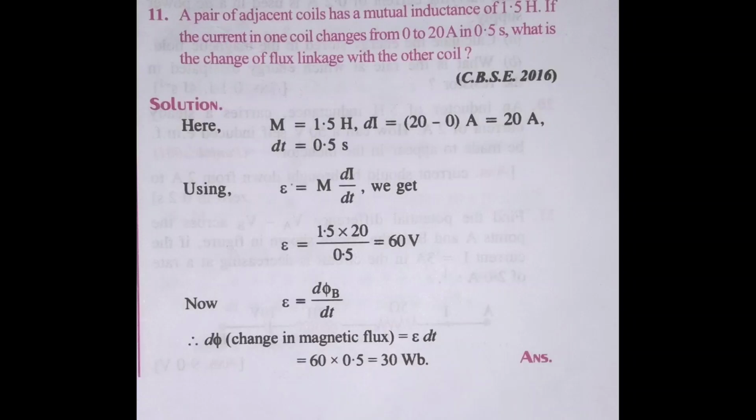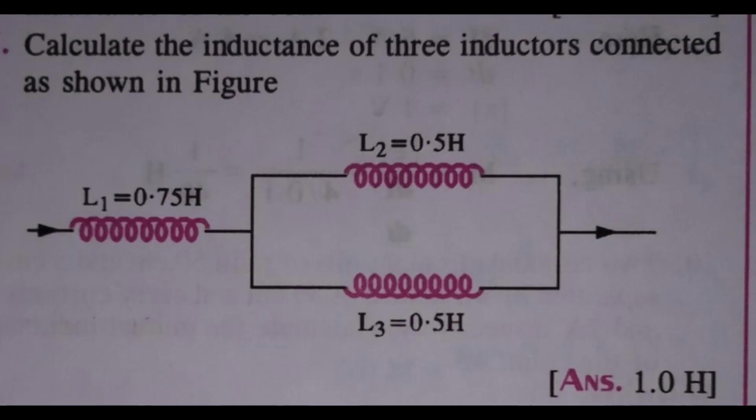But in this case we have to calculate the change of flux linked with the other coil. We already know the formula of the induced EMF in terms of flux is epsilon is equal to d phi B divided by dt. So just rearrange this formula. We have d phi is equal to epsilon into dt. Put the value of epsilon, 60, multiply it with dt, that is 0.5, and we have the final answer. So this is for practice. Calculate the inductance of the three inductors connected as shown in the figure.